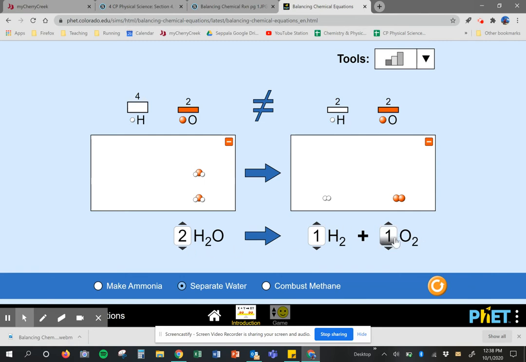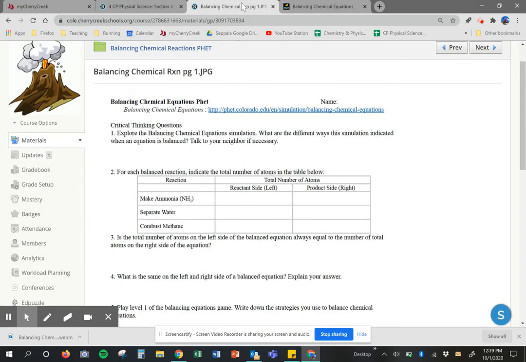I don't want to touch the oxygens. They're good, so I've got to do something to these hydrogens. Smiley face. We are good. 4 hydrogens on this side, 4 hydrogens on this side, 2 oxygens on this side, 2 oxygens on this side. We electrocute liquid water. We get hydrogen gas and oxygen gas.